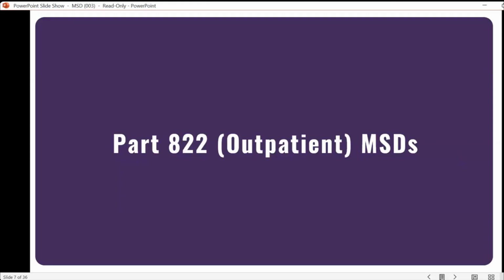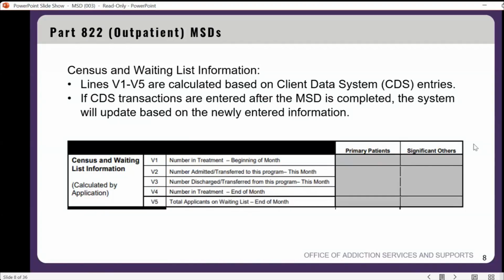Part 822, outpatient MSDs. Census and waiting list information, lines V1 to V5, are calculated based on the client data system entries. If CDS transactions are entered after the MSD is completed, the system will update based on the newly entered information.